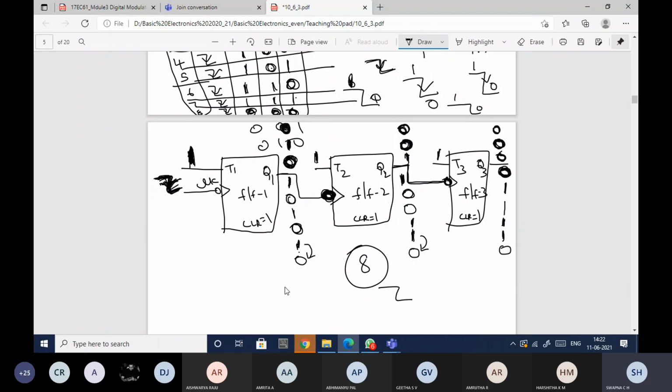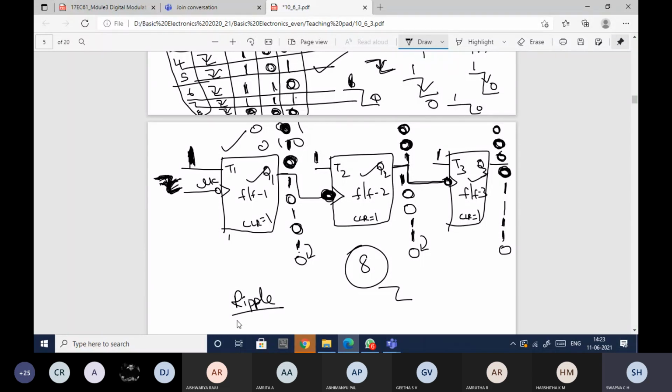Whenever they ask you to write about this asynchronous counter, you need to first draw this diagram, then draw this truth table and explain it. You need to give some explanation related to why the second flip-flop will toggle, when the first flip-flop will toggle, and when the third flip-flop will toggle. Fine. I told you that this is also said to be the ripple counter.